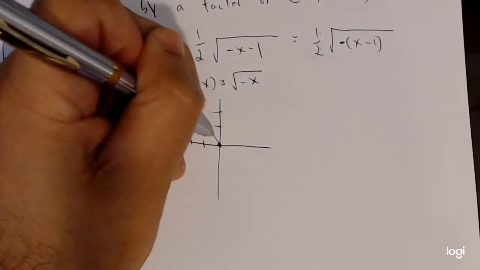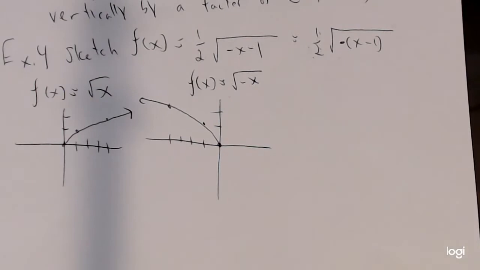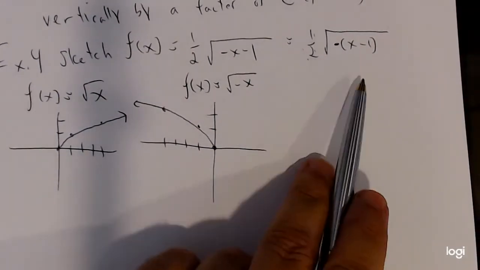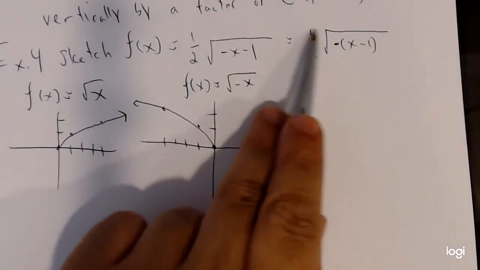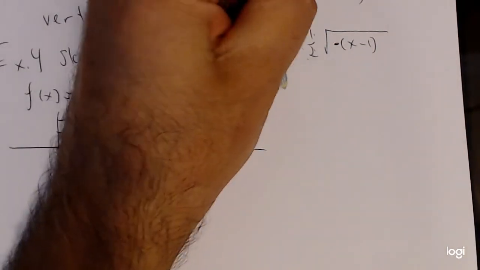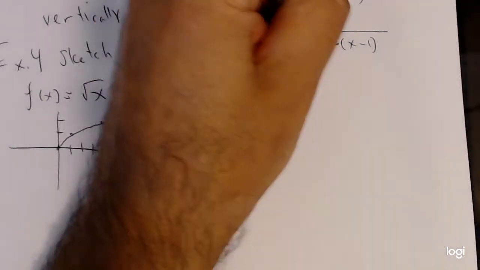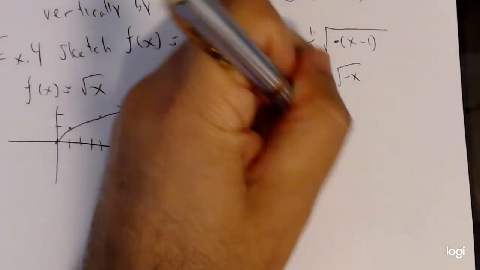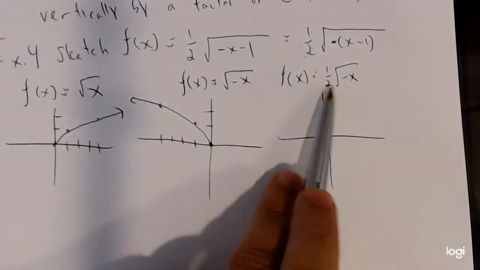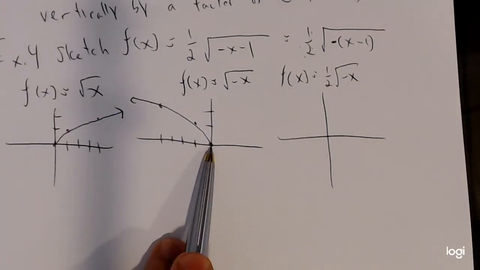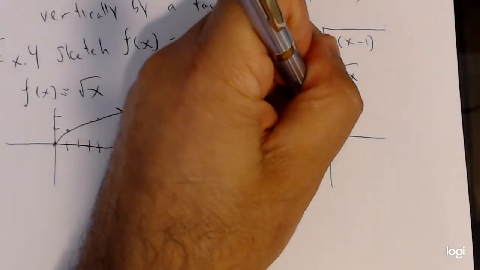So it's going to look like that. Okay, good. And then I'm going to take care of the horizontal compression. So f of x equals 1/2 square root of negative x, which, what is this saying? Just grab all your y values and cut them in half. So this has a y value of 0, which half of 0 is still 0.